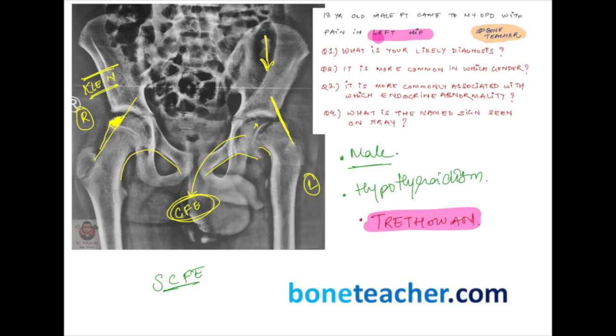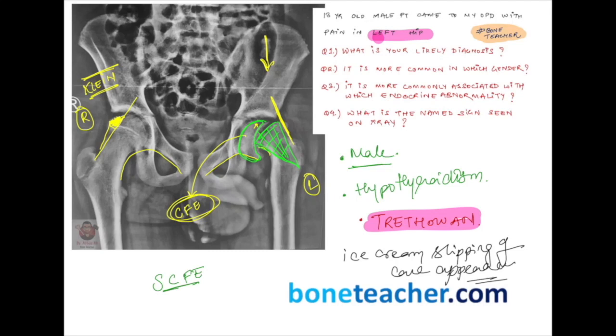Is that clear? The second radiological finding is that the head of the femur looks like the ice cream over the ice cream cone. So this sign, according to some radiologists, has been described as the ice cream slipping off the cone appearance.